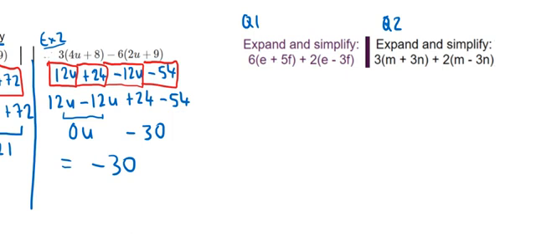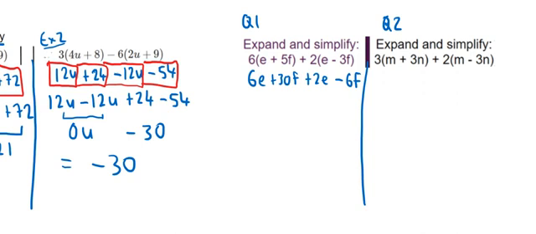So 6 multiplied by e is 6e. 6 multiplied by 5f would be 30f. Then 2 multiplied by e is 2e, so plus 2e. And 2 multiplied by minus 3f would be minus 6f. So I actually have two variables in this question, so a little bit different examples.